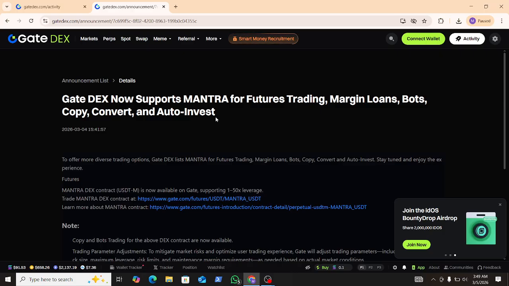KTX now supports Mantra for futures trading, margin loan, copy, convert, and auto invest. To offer more diverse trading options, KTX lists Mantra for futures trading, margin loan, boost, copy, convert, and auto invest. Stay tuned and enjoy the experience. Futures Mantra DEX contract USDT-M is now available on Gate, supporting 1 to 15 leverage trade.